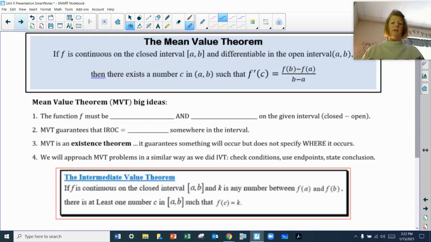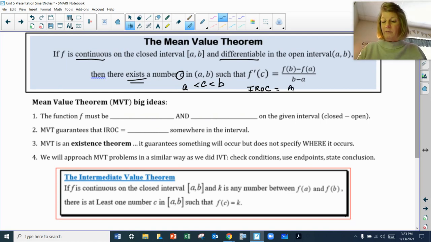Okay, we've got the general gist of this, so let's go into the mean value theorem. If f is continuous on the closed interval a to b and differentiable, so notice how both things are mentioned, in the open interval a to b, then there exists, we said it's an existence theorem, a value x equals c in a to b, so c sits between a and b, such that f prime of c equals f of b minus f of a over b minus a. What does f prime of c represent? That represents IROC. And f of b minus f of a over b minus a represents AROC.